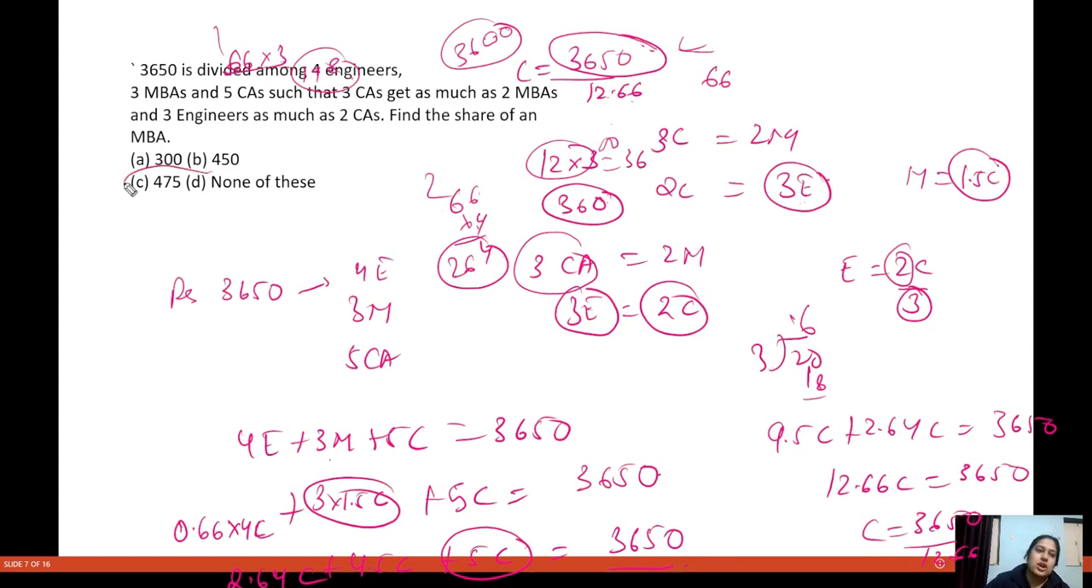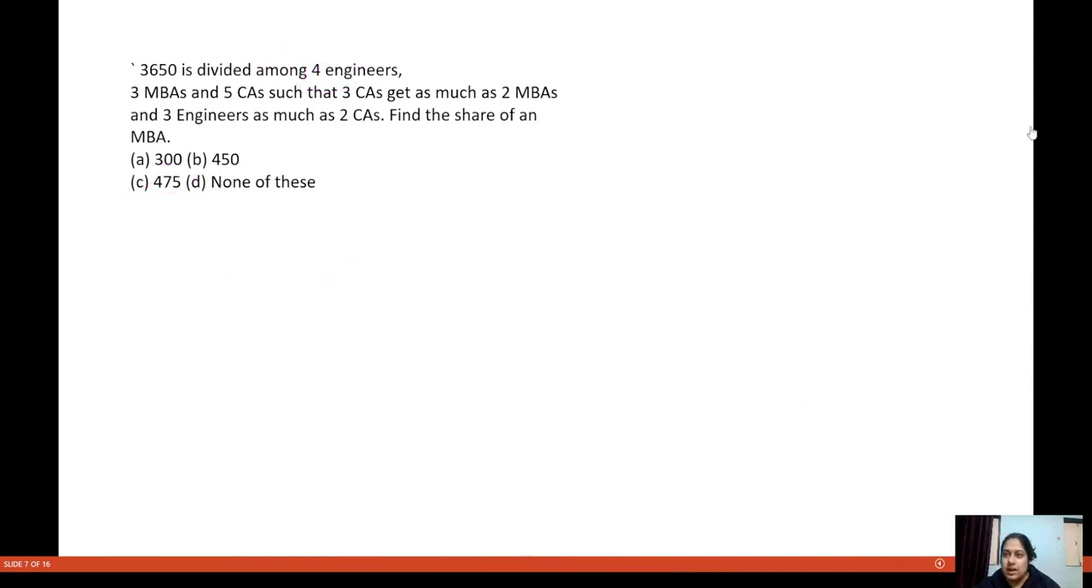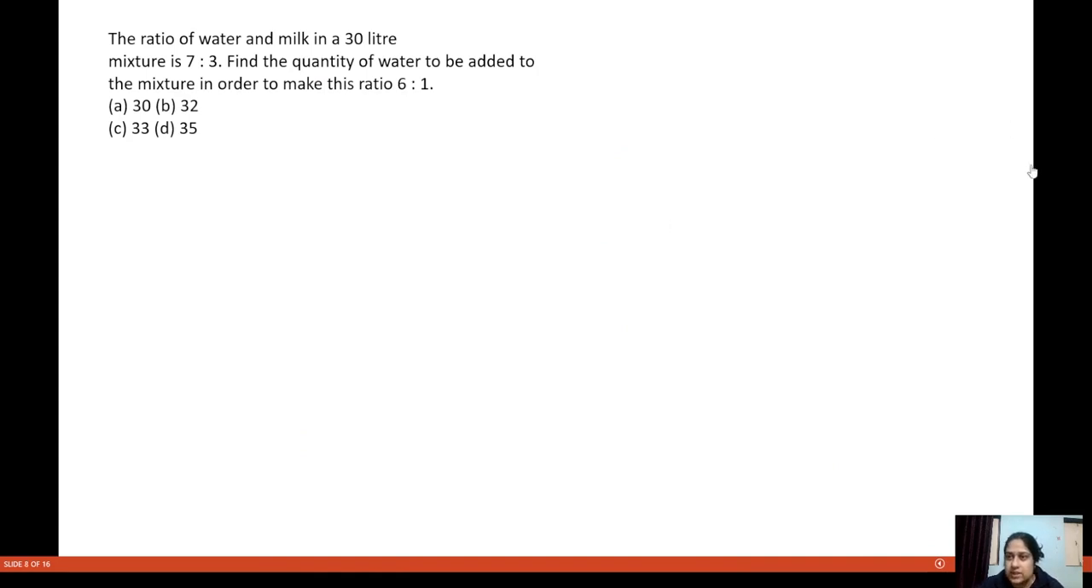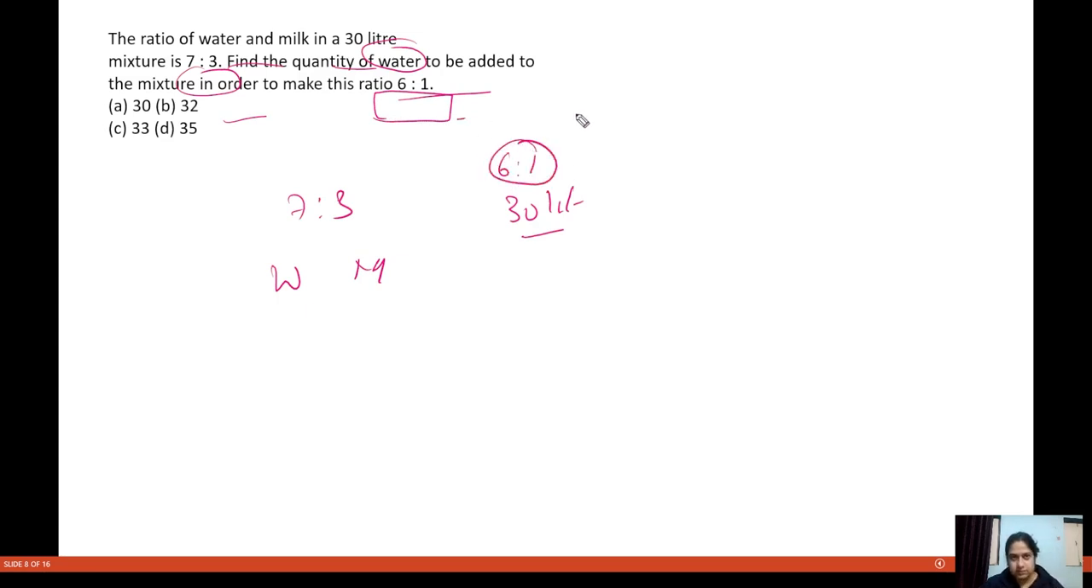So let us consider the next question. The next question is saying the ratio of water and milk in a 30-liter mixture is 7 is to 3. Find the quantity of water to be added to the mixture in order to make this ratio 6 is to 1.